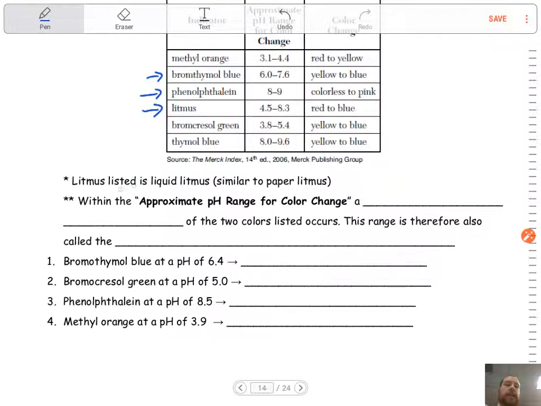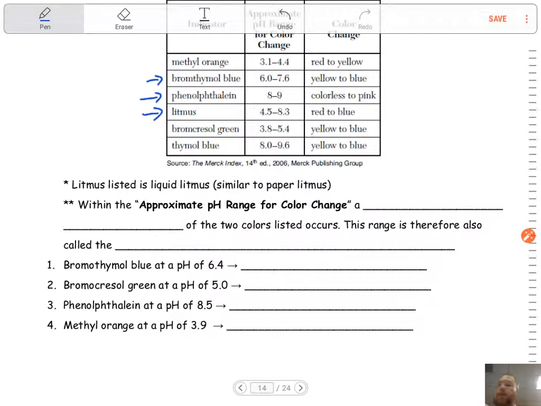Litmus, guys, is listed as liquid litmus. It's similar to paper litmus, which you may have used before in 8th grade science. You're going to use it next week. And then within the approximate pH range for a color change, what's actually happening here, guys, with all those ranges is that you have a mixture or a blending of 2 colors.